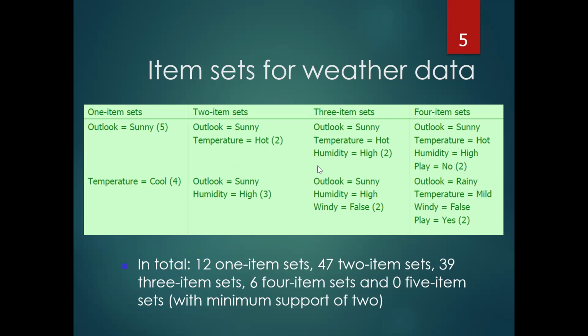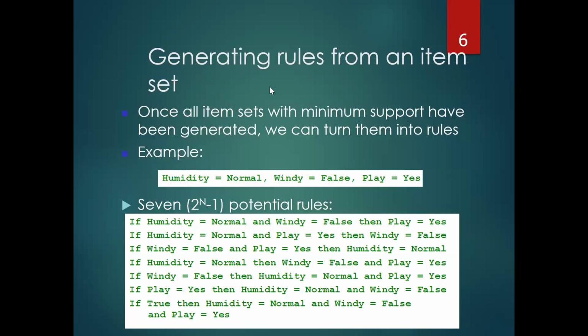Now let's assume, how do you create the rules? Once you get this, each of these sets can be converted into a rule set. Let me show you one. Let's take some 3 item sets, so I will go to the next slide. Let's take humidity normal, windy false, play yes. These are like a 3 item set. Using 3 items, we can create 2 to the power 3 minus 1, 7 potential rules.